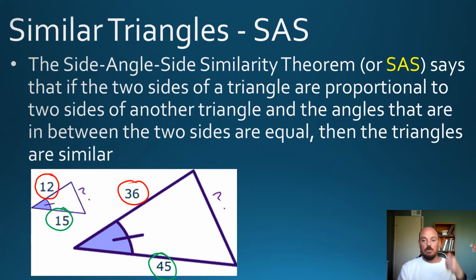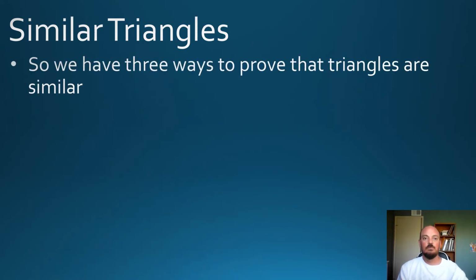So we have three ways so far. We have AA, two angles, you don't need to worry about sides. We have SSS, all three sides proportional. And then this is our special case where you have two sides proportional. You don't know the third side, but you know that the angle in between them is congruent. That's also enough to say the triangles are similar.